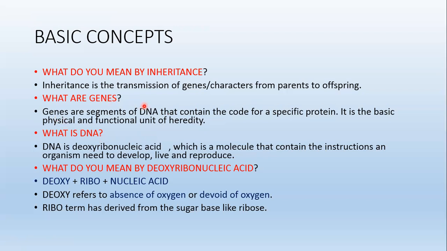So what is DNA? DNA is deoxyribonucleic acid. What are the two types of nucleic acid present in our body? DNA and RNA. What is DNA? DNA is deoxyribonucleic acid. If you split the term, you will easily get an idea of what DNA is. No doubt DNA is a nucleic acid. And this deoxy and ribo mean what? Deoxy means devoid of oxygen. There is no oxygen.